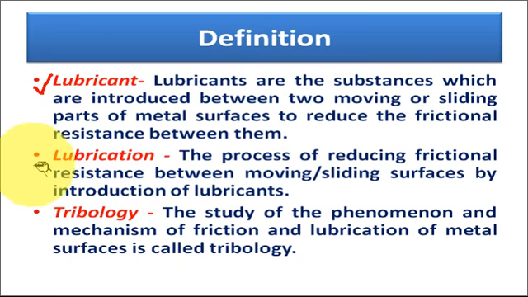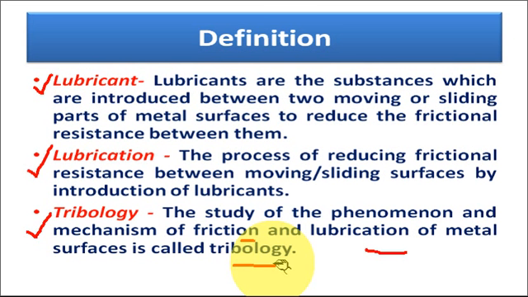Now, what is lubrication? The process of reducing frictional resistance between two moving or sliding surfaces by the introduction of lubricants between them is called lubrication. The third terminology is tribology: the study of the phenomenon and mechanism of friction and lubrication of metal surfaces is called tribology. So three main definitions are here: first is the lubricant, second is lubrication, and third is tribology.